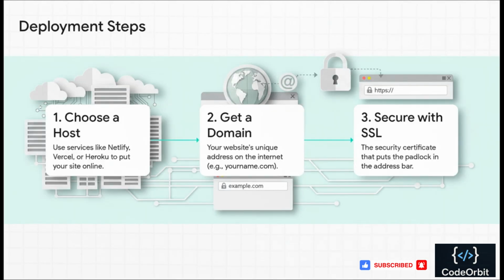Building it is one thing, but sharing it with the world, that's the goal, right? This is called deployment, and it sounds way more complicated than it is. It really just boils down to 3 simple steps. First, pick a hosting service to put your code online. Second, get a unique domain name. And third, add an SSL certificate for security. That's what gives you that little padlock in the browser bar.